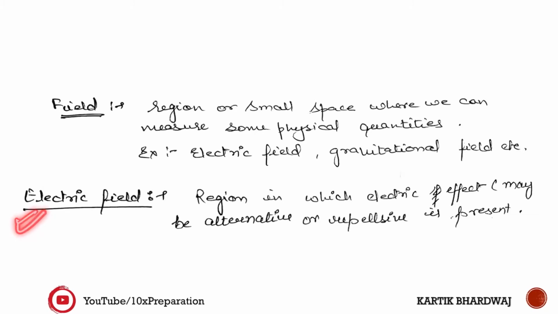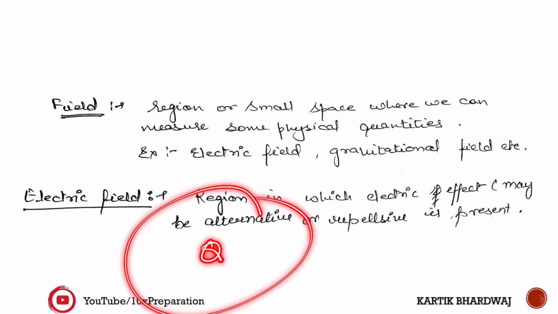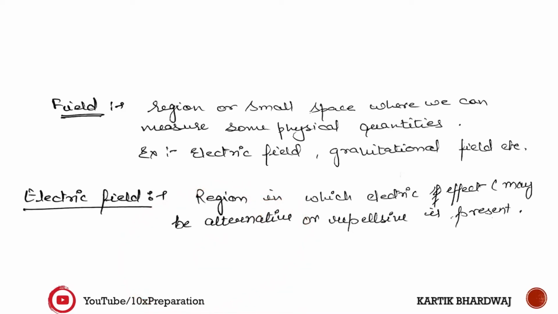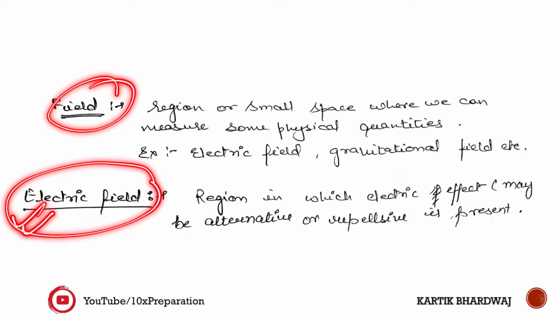Gravitational field is due to mass only. Electric field is due to electric charge. Whenever you keep some static charge, the region around it in which you can feel its influence is where the electric effect exists. It may be attractive, it may be repulsive, depending on the nature of the charge. If opposite charges are there, it is an attractive force. If the same charges are there, it is repulsive in nature. All right, you got the meaning of field and electric field now.